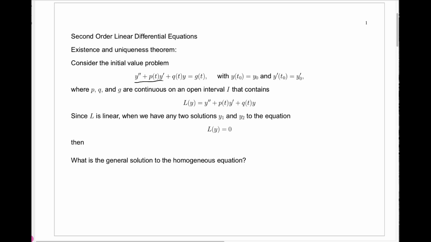So we consider this initial value problem where we have a differential equation. This is a second-order linear, not necessarily homogeneous differential equation with initial conditions of this form. You specify the value of your solution function y at some point t naught. Y naught is arbitrary here. And you specify the value of the derivative of the function y at that same point t naught as some other arbitrary value. Here, p, q, and g, we'll assume they're continuous on some open interval I that contains t naught.